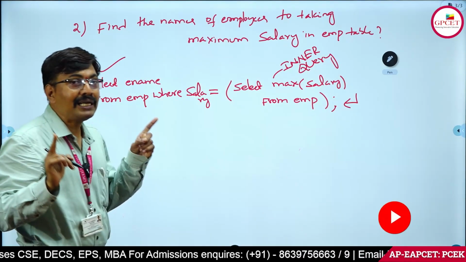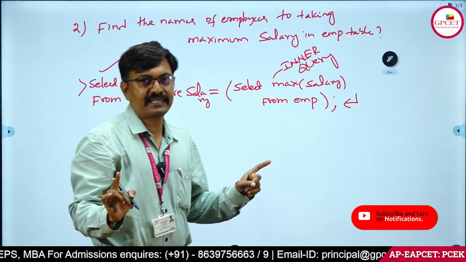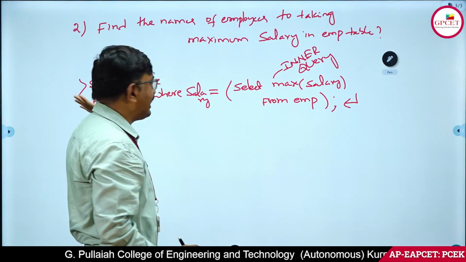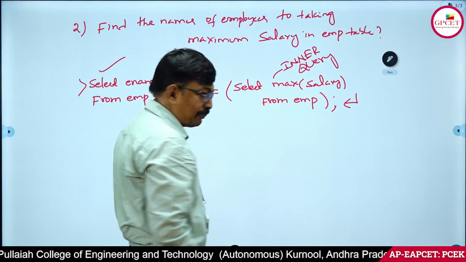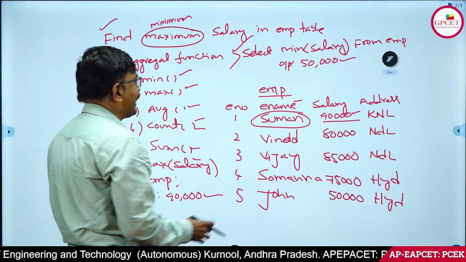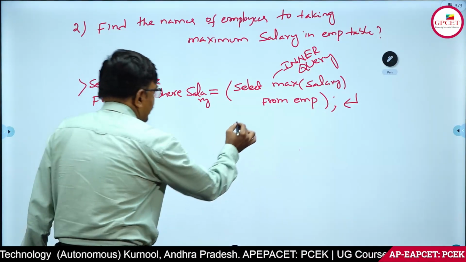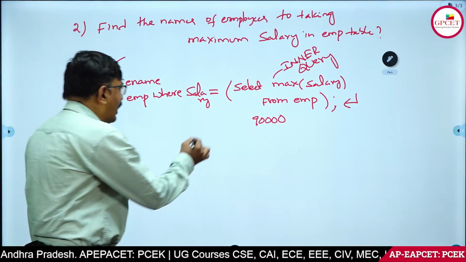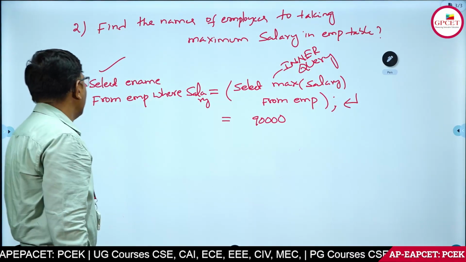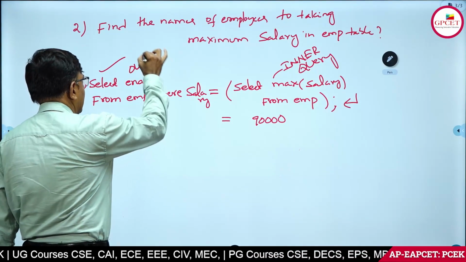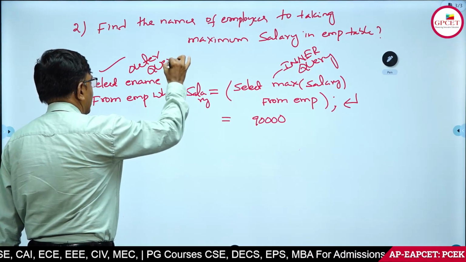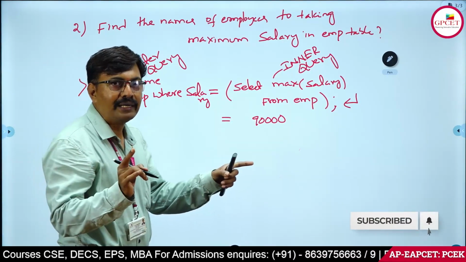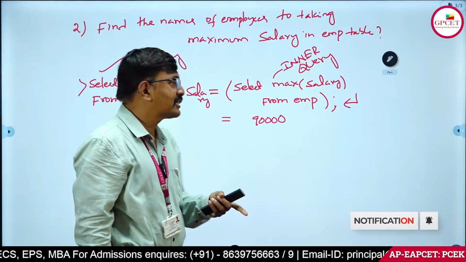But keep in your mind, the inner query executes only once and then the outer query executes. First the inner query is executed, then the outer query. What is select max salary from the employee table? According to our table, what is the maximum salary? That is 90,000. And that is equal to, what is the outer query? This is the outer query. Keep in your mind, first the inner query is executed, then the outer query. A query within another query is nothing but a subquery.